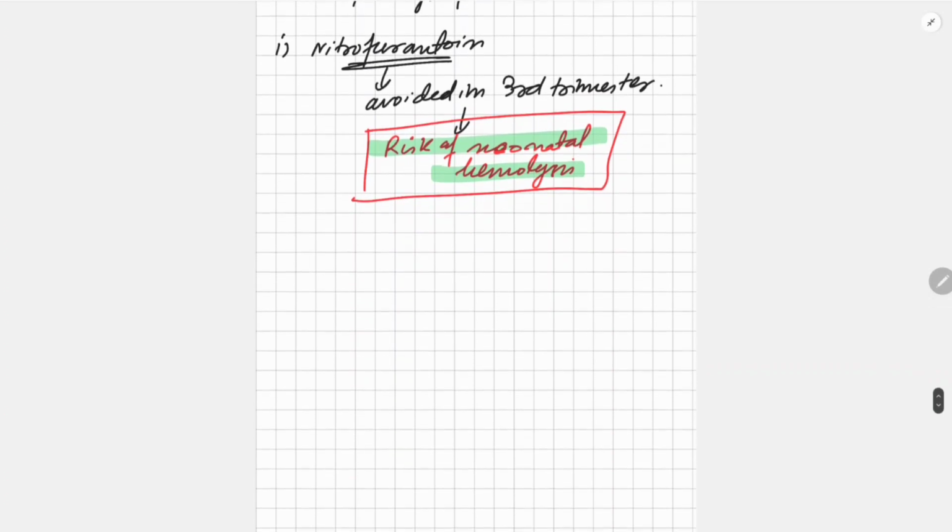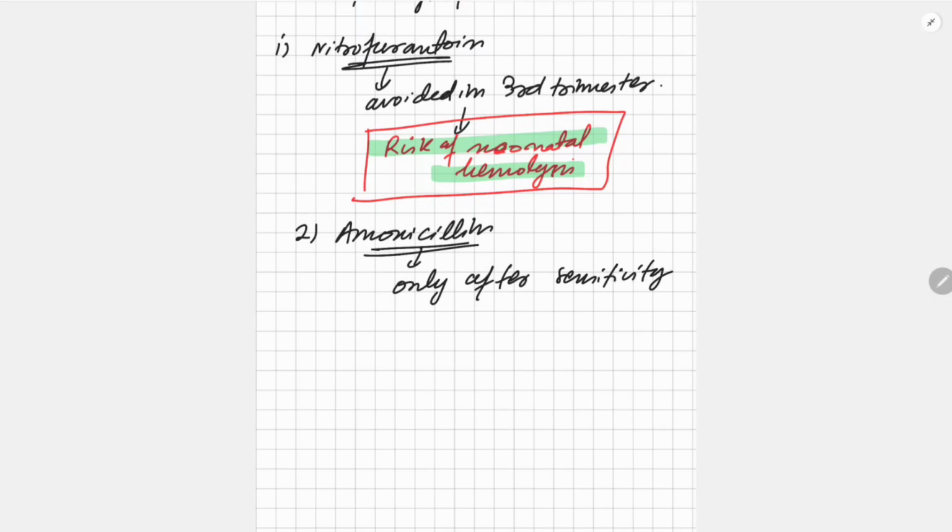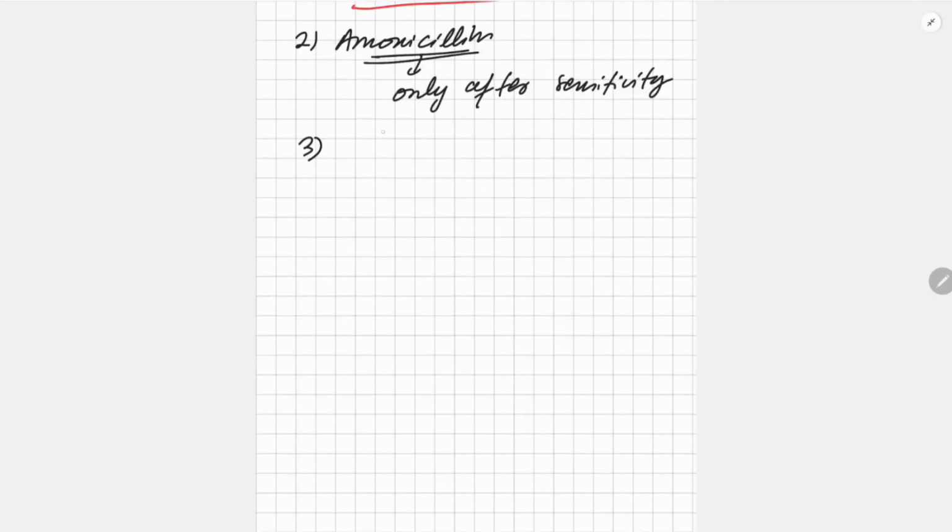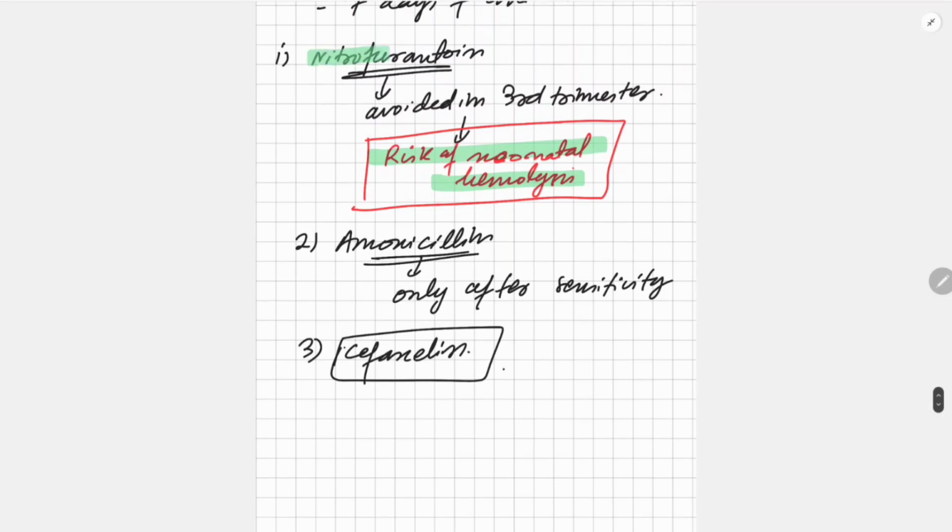And the second drug which is used in pregnancy is amoxicillin. But this amoxicillin drug is used only after sensitivity. The third drug which is used is cefazolin. So remember these three drugs, that is nitrofurantoin, amoxicillin and cefazolin.